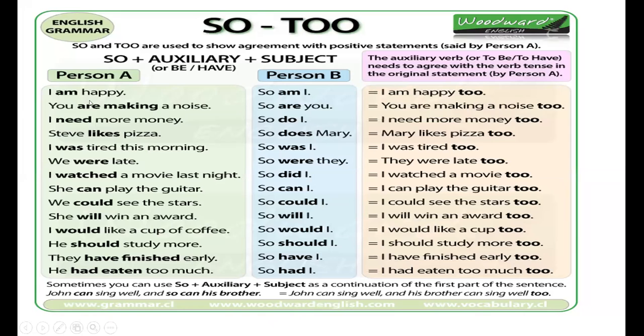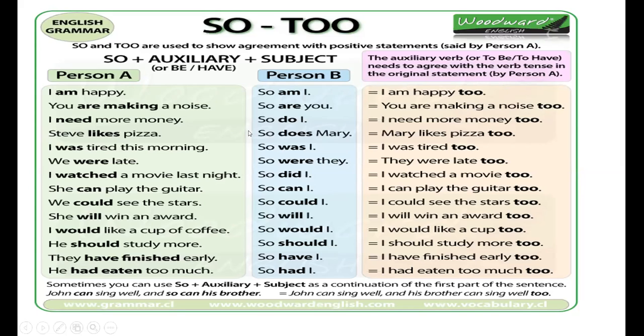In this case, when I say "I am happy," "so am I." When you say "so am I," basically you say "I am happy too." When you say "you're making a noise," "so you are," basically you're saying you're making a noise too, right? So what the "so" expression does in a sentence is that it shortens the agreement expression, in order not to repeat the same thing.